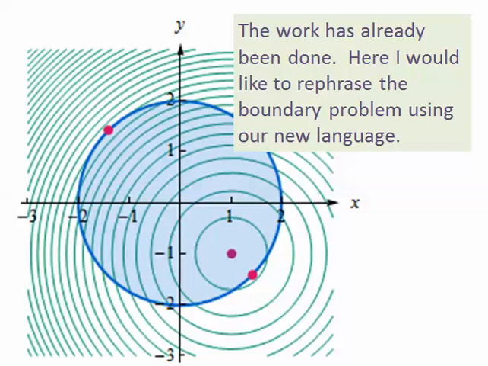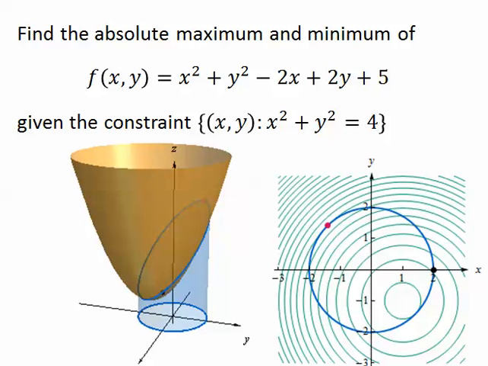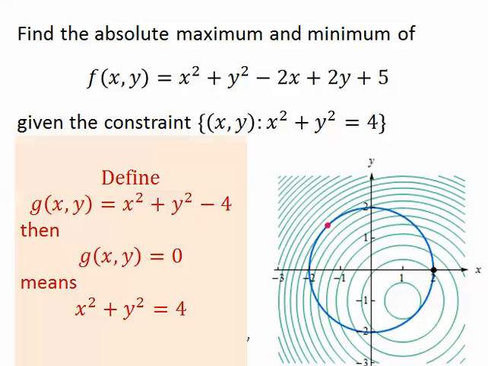Here, I would like to rephrase the boundary problem using our new language. We would like to find the absolute max and min of this function given this constraint. We define g in this way, then g equals 0 gives the constraint we are looking for.